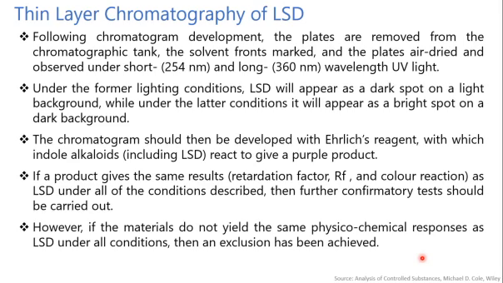The plate is air dried and observed under short wavelength, that is 254 nanometer, and long wavelength such as 360 nanometer UV light. Under the UV lighting conditions, LSD will appear as a dark spot. Means, if we use the 254 nanometer wavelength, at that time we get a dark spot on the light background, while in the second case, it will appear as a bright spot on the dark background when we use the 360 nanometer wavelength.